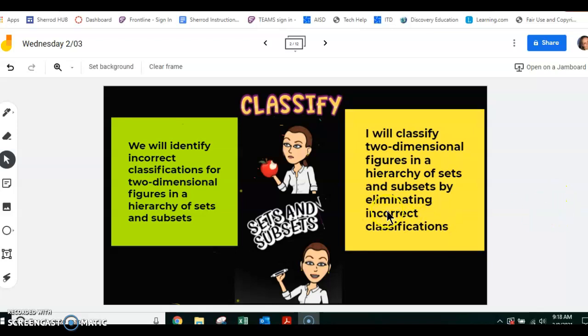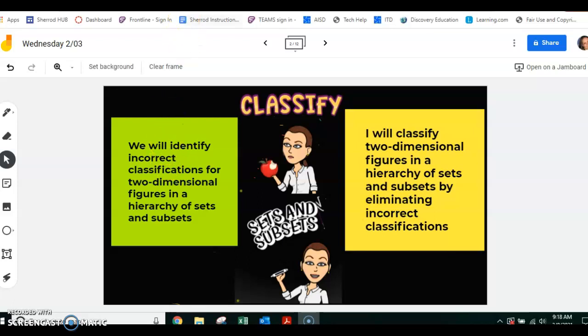Hey guys! Alright, today we are going to identify incorrect classifications for two-dimensional figures in a hierarchy of sets and subsets. That sounds like a lot of big words, I know, but don't worry, we're going to go through what that means. So before today, you should be able to leave being able to classify two-dimensional figures in hierarchy of sets and subsets by eliminating incorrect answers, which just means getting rid of the wrong answers before you choose the correct answer.